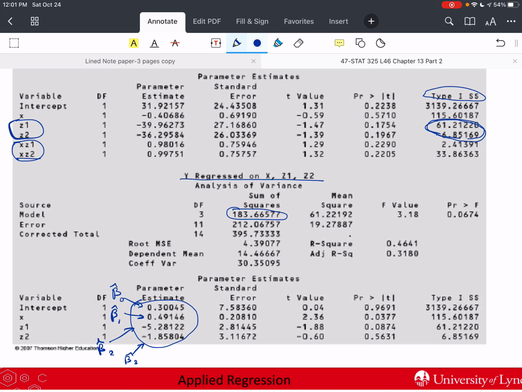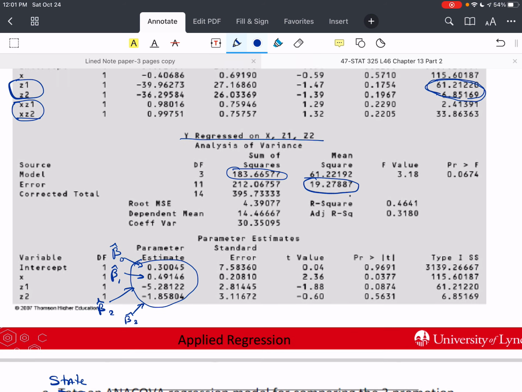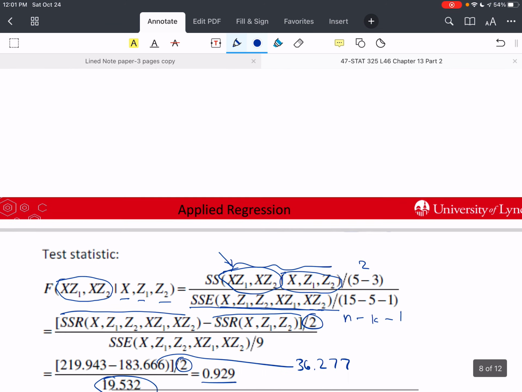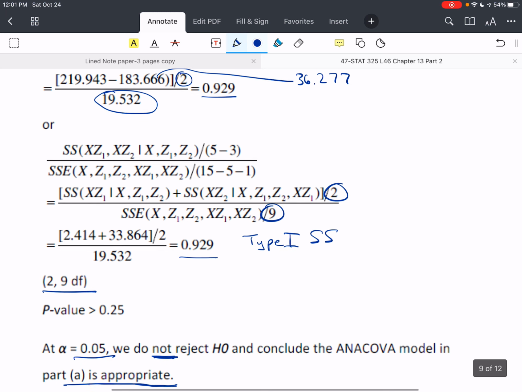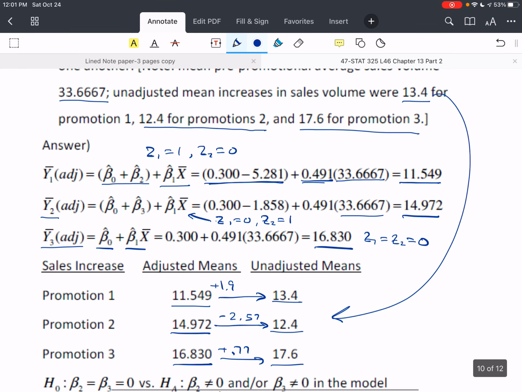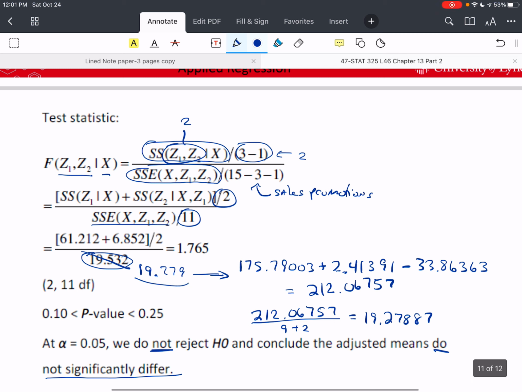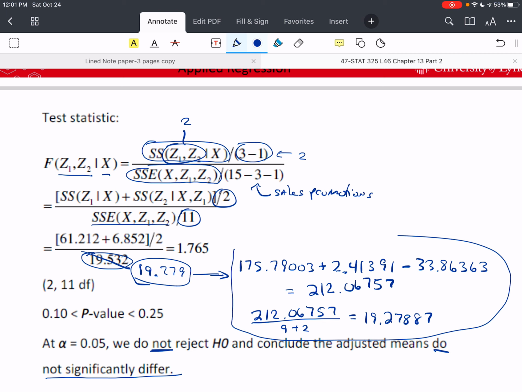Okay? And we pull the 19.27887 from here, where we just have the full model with 3 variables. And so that gives us, if I can find it again, here we go, 19.279. And I've written out a different way to do this. You're welcome to take a look, but I think what we did was much easier than this.